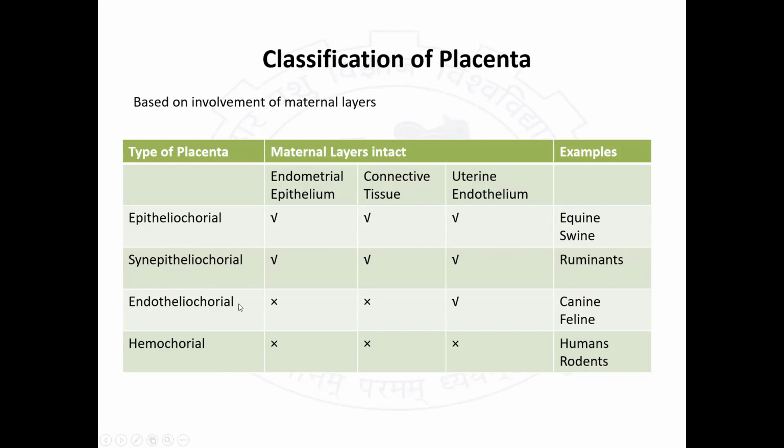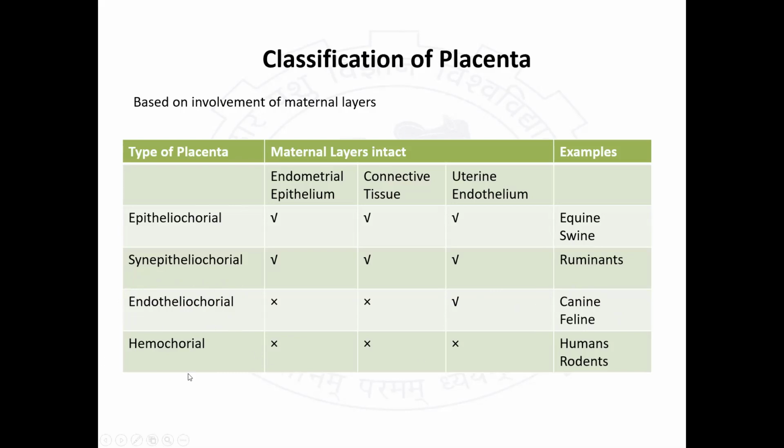Then endotheliochorial means the endothelium and connective tissue will not be there. The chorion or fetal layer will be directly in contact with the uterine endothelium. That's why endotheliochorial. Okay, chorial means fetal. These fetal structures are intact, but they are in contact with the endothelium. That's why endotheliochorial. An example is canine and feline.